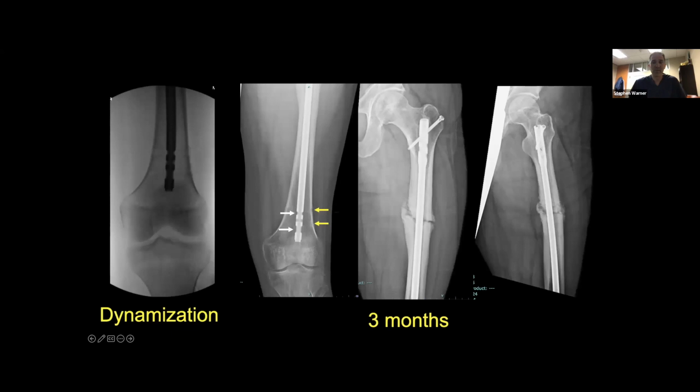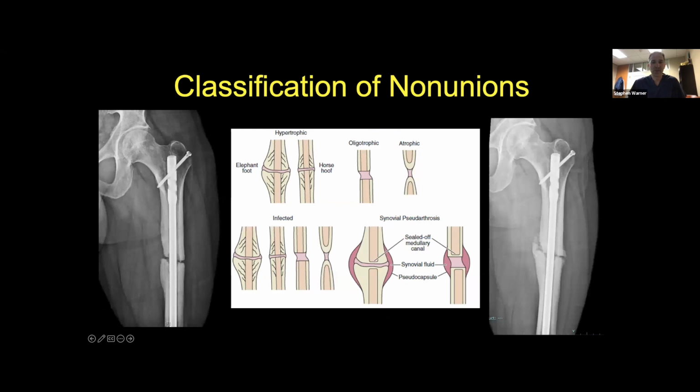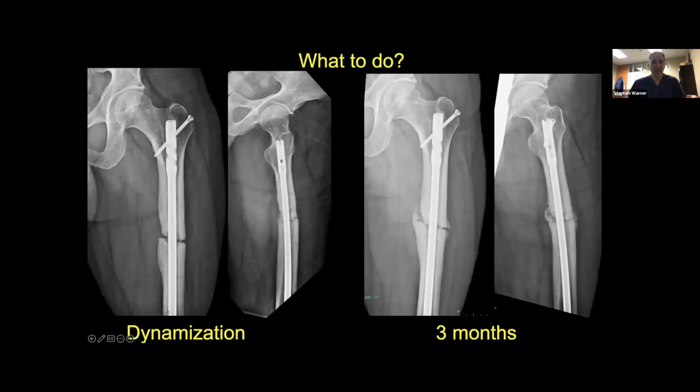And then what you can see is the response of the non-union to that, from a relatively oligotrophic non-union to now more looking like a hypertrophic non-union. And so as we go back to this classification, we've converted the classification to something that's more hypertrophic, which we then can change some of our treatment algorithm for this patient. So now we have this here. And so we're at the 3-month mark, and he's recovering well from his humeral non-union surgery. He's now asking, what can we do to make his leg feel better?